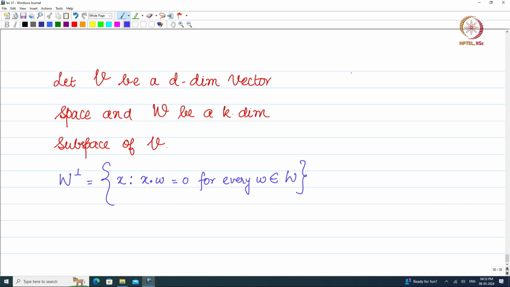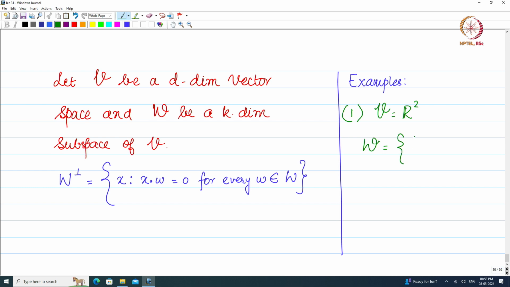Let us look at some examples. Example number 1, the vector space V is R2. The subspace W is basically the set of all those vectors whose first component is non-zero and the second component is 0. What does that mean? This is basically the line passing through the origin and the vector (1, 0), along the x axis.